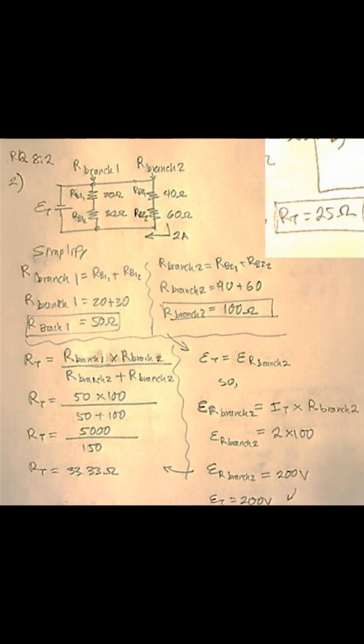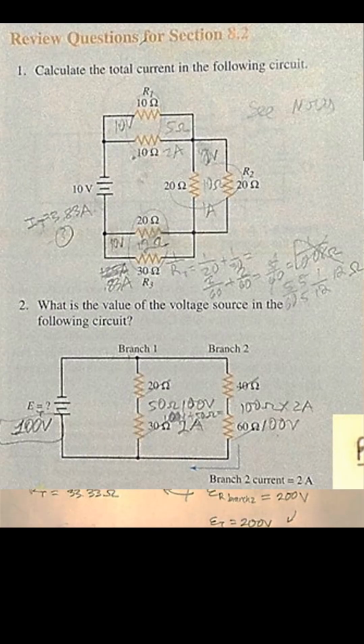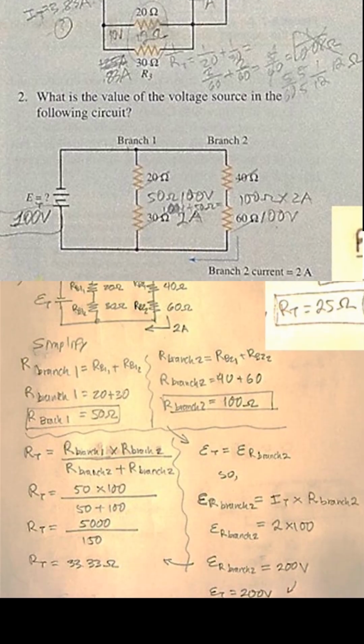Just a simple addition since we're dealing with resistors in series. We do the same thing for branch 2. The resistor at branch 2-1 plus the resistor at branch 2-2 equals 40 ohms plus 60 ohms, or 100 ohms total. So we have our resistances at each branch of 50 ohms and 100 ohms. Remember, those are both now in parallel.